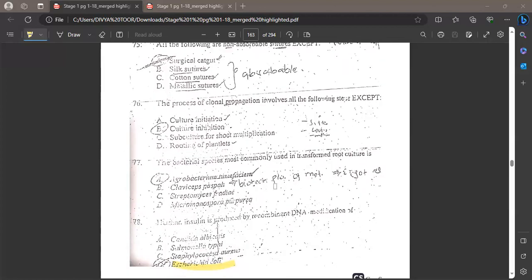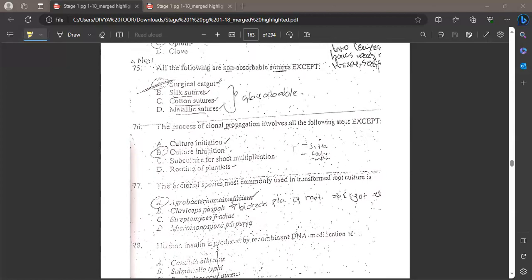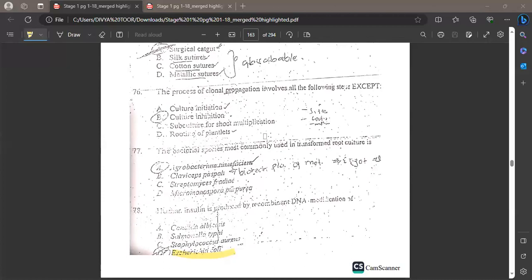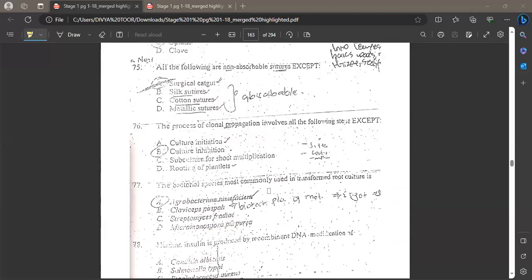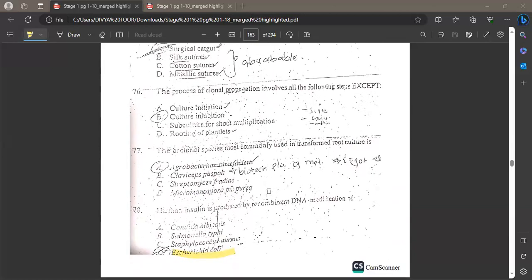Okay, so here, all the following are none. The process of clonal... Bacterial species most commonly used in transformed root culture. We've not done this, have we? Maybe for that, Muturi can tell us. He's the one who's done this transformation in detail. Is she here? I don't think so.